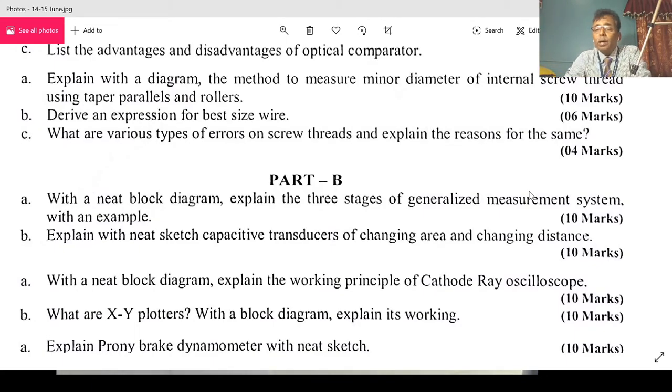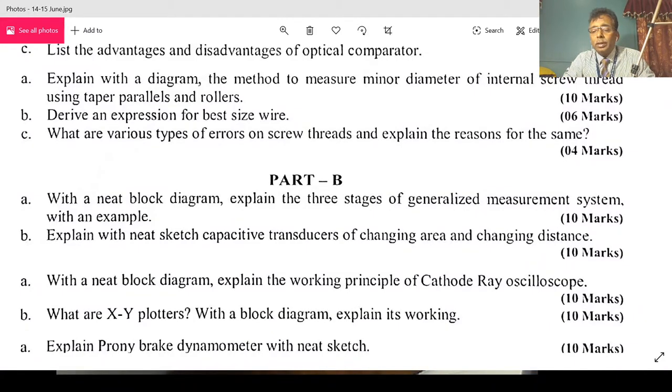Explain the Prony brake dynamometer. 10 marks straight away. We can sketch and explain what a Prony brake dynamometer is. Find out how much torque is developed, that is force into perpendicular distance, which you can write. Okay, Part B is over.